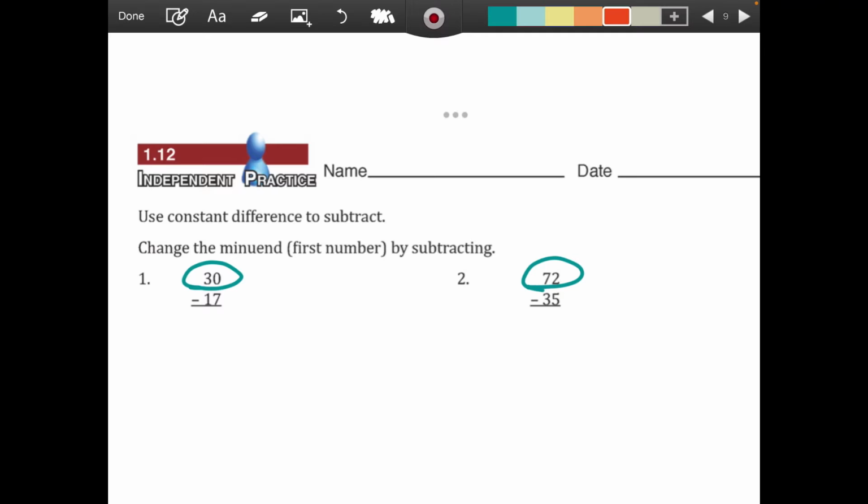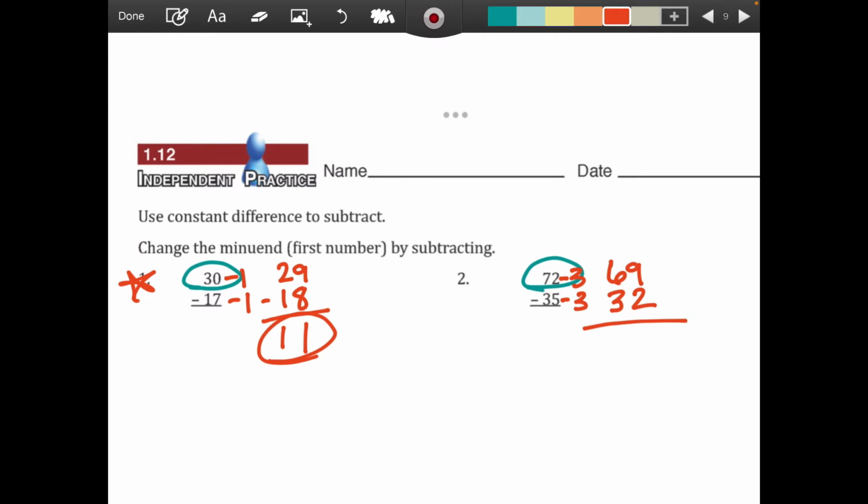All right, so we're subtracting. I'm going to subtract 1. My new problem is 29 subtract 18. 9 subtract 8 is 1. 2 subtract 1 is 1. The answer is 11. Okay, over here, I'm actually going to subtract 3. So over here, that's going to give me 69 subtract 32. Now easy peasy math. 9 subtract 2 is 7. 6 subtract 3 is 3.